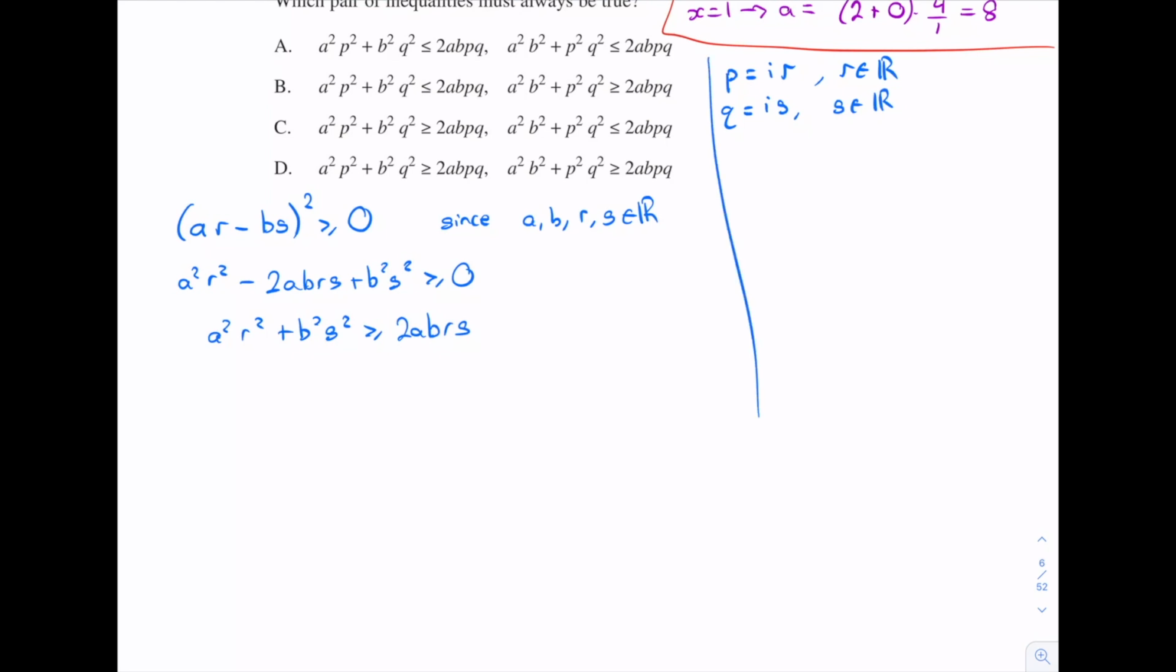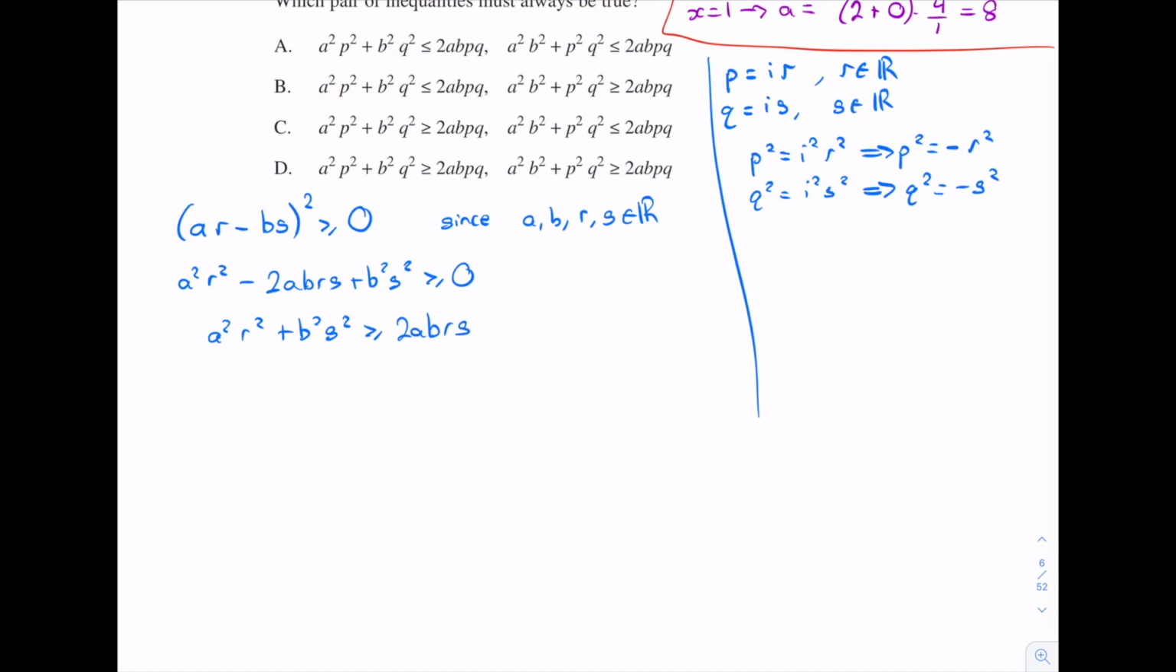Okay, now I'm going to have a look at what happens when I square each of these equations. So I'm going to get P squared equals I squared R squared, which means P squared equals minus R squared, and Q squared equals I squared S squared, which is Q squared equals minus S squared. Now, the reason I'm doing that is because in my working out so far, I've got R squareds and S squareds, and I want to get P squareds and Q squareds.